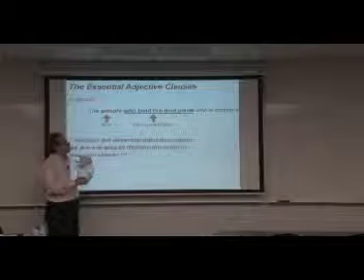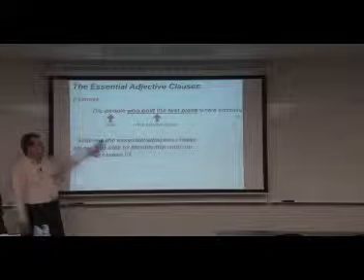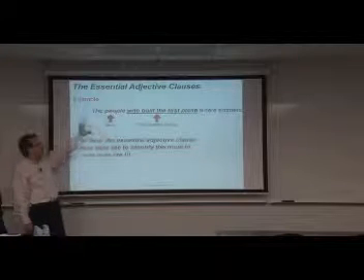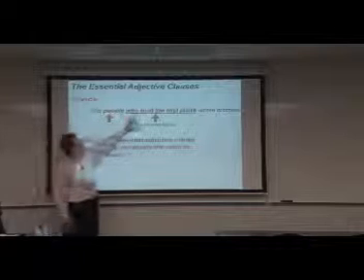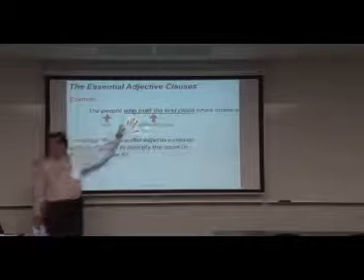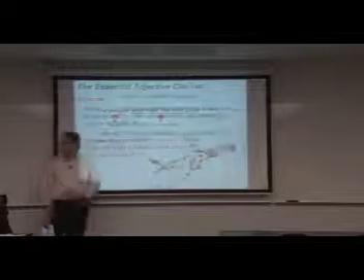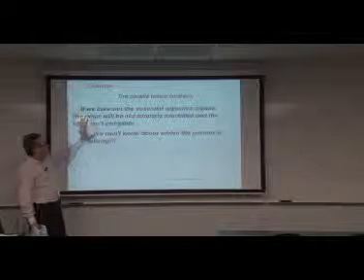So we could say, for example, the people who built the first plane were brothers. Now, in this case, we have an essential adjective clause, because if I were to take this out, the sentence wouldn't make sense. Okay? All right, so we don't really know who's being discussed in that case.